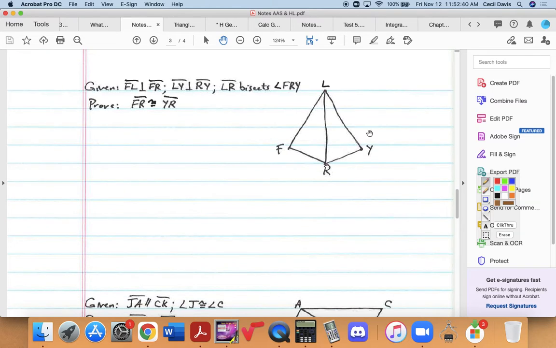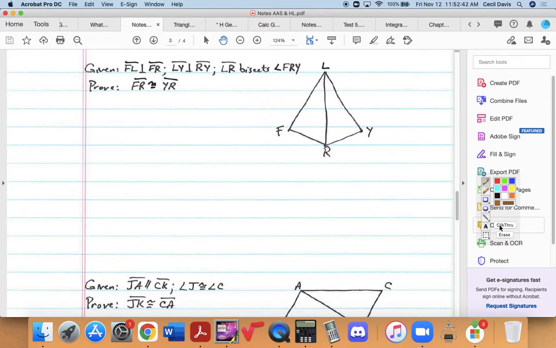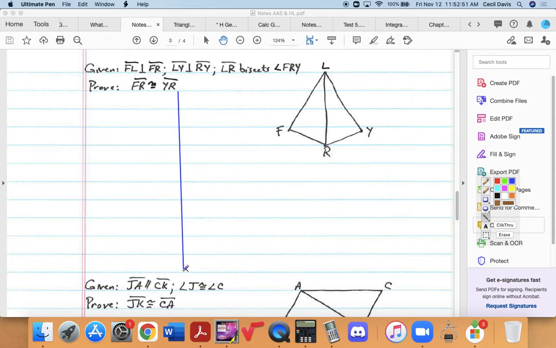All right. Let's see how far we can get with these. I seem to remember this one being kind of long.